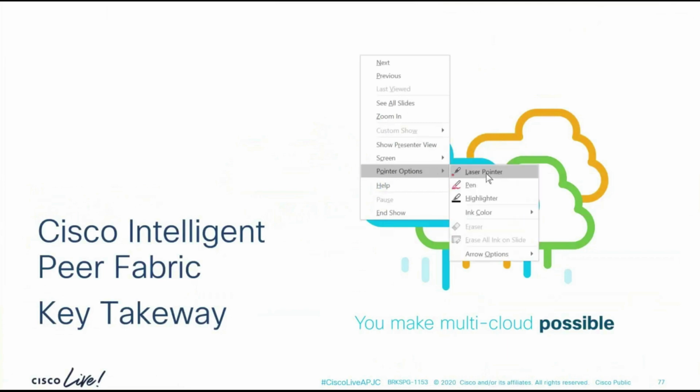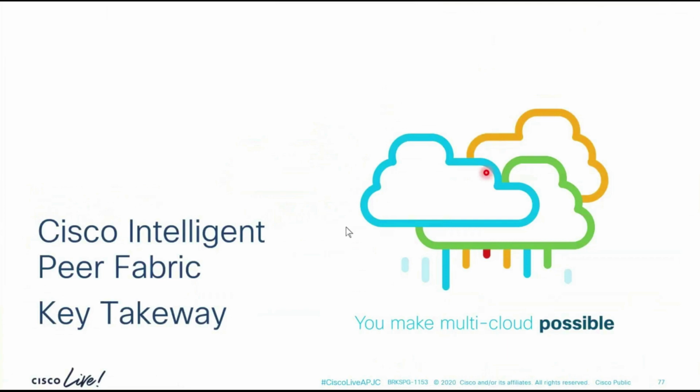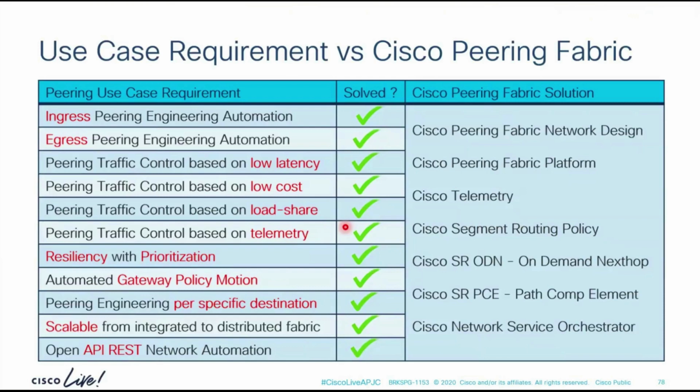I hope you guys can follow the demonstration and really see the benefit of this intelligent peering fabric automation. So I'd like you guys to have the key takeaway. We have built our automation to solve all these peering use cases: the ingress peering automation, the incoming, based on low latency, low cost, and telemetry, and also the egress, the outbound automation, based on these parameters all together. As well as inbound and outbound resiliency with prioritization, in a very simple manner, just a matter of clicks to define it on the NSO or through a REST API.